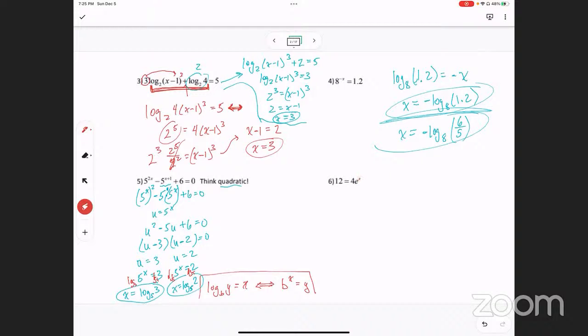So you can divide both sides by 4. Good. So 3 equals e to the x, and now what? Log base e of 3 equals x. Good. Take the natural log. That's right. Log base e, which is the natural log, right? So x equals the natural log of 3, and there's your answer.